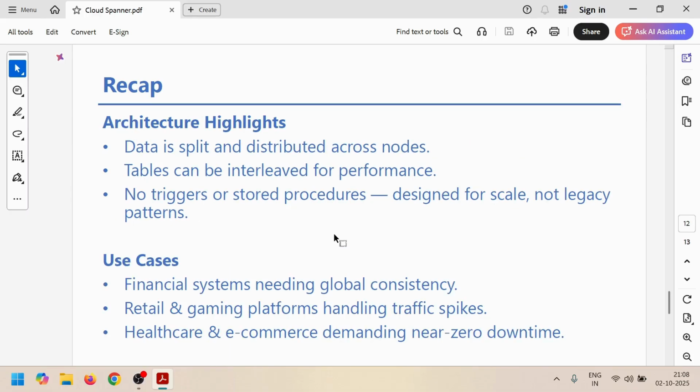For architecture highlights, we saw that data is split and distributed across nodes. Tables can be interleaved for performance. No triggers or stored procedures are supported. It is designed for scale, not legacy patterns. So triggers and stored procedures can be taken care of in the application layer. And we saw the use cases: financial systems needing global consistency, retail and gaming platforms handling traffic spikes, healthcare and e-commerce demanding near zero downtime.